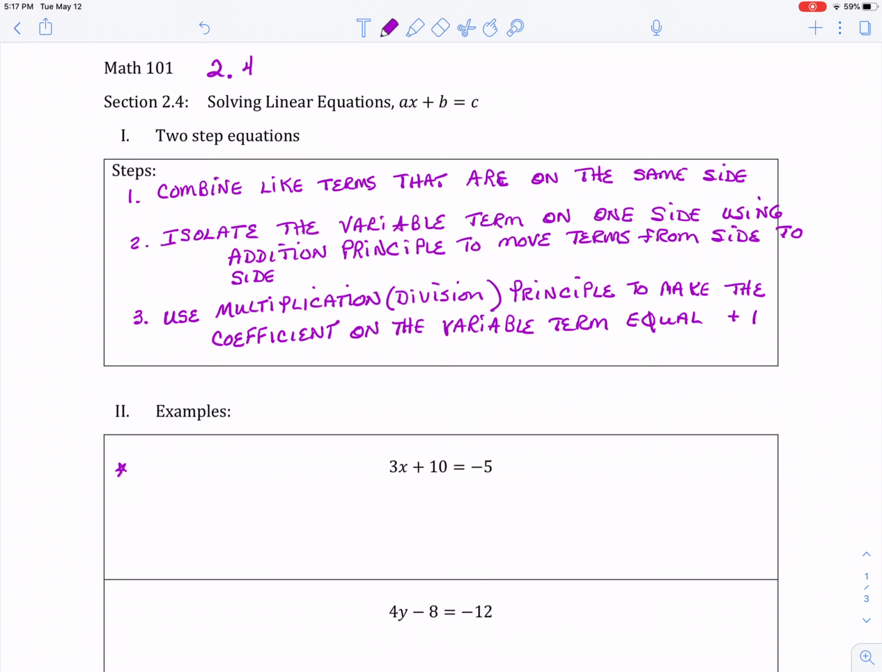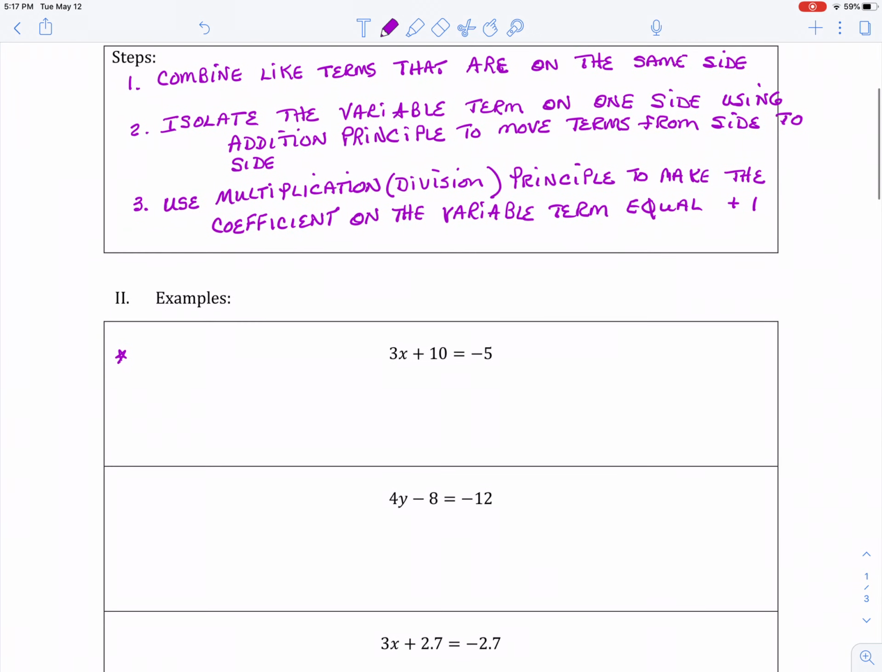We're going to be working again on solving linear equations. These are just a little bit more challenging than the previous ones, so this is section 2.4. The steps outlined here are: first, combine like terms that are on the same side, so we'll be looking for variable terms that match and constant terms that match. Second, we're going to try to isolate the variable term on one side, and we'll be using our addition principle to move terms from side to side as needed. And finally, we'll be using the multiplication division principle to make the coefficient on the variable term equal to positive 1. So for the first example, I'll try to leave those steps there so you can see them for just a minute.